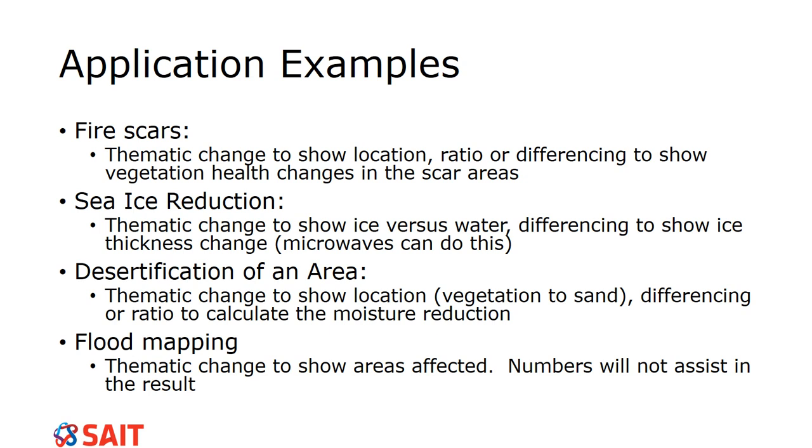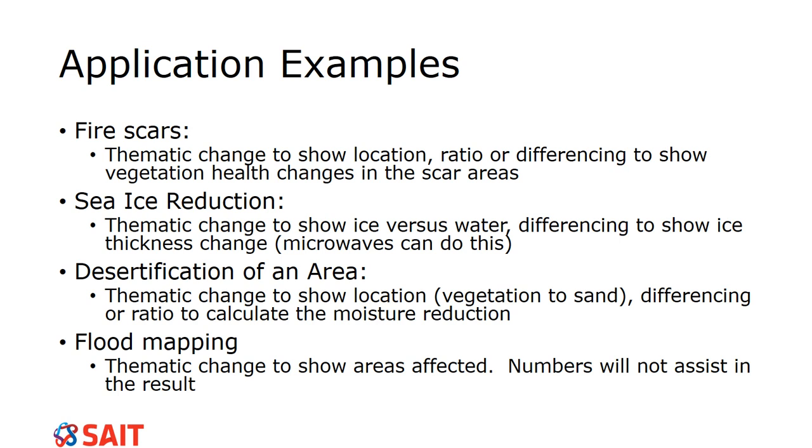Then some examples. For example, fire scars. Let's say I'm trying to monitor fire scars and how they're recovering. I am looking for a thematic change to show the location of where the fire scars actually are. And then I'm going to use a ratio or difference to show the vegetation health in those scar areas. So is my biomass increasing? Are the leaf area indexes increasing? What kind of tree would be thematic? So that would be the change. What kind of new trees are growing in that area? That depends on your scope of that fire scar, right?